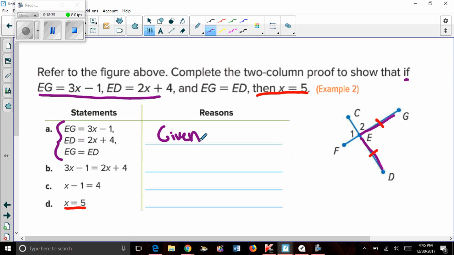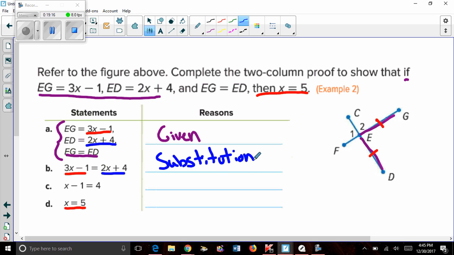And they use a very important piece of information: EG equals ED. Well, I know EG is 3x minus 1, and ED is 2x plus 4. So they went and set those two pieces of information equal to each other in a step we call substitution. So very similar to our previous example, only instead of angles, we're doing it with segments of lines.